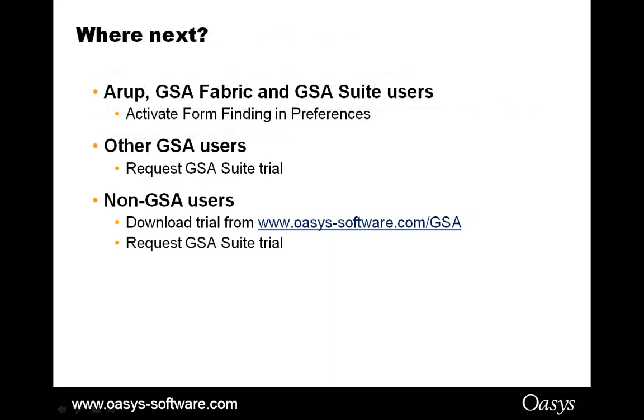So where next? If you're an Arab user, or you're a customer with a GSA fabric or a suite license, you've got the form finding, you just need to switch on and have a go. If you're an existing GSA user without form finding, talk to me or my colleagues. We can arrange a GSA suite trial for you. And if you're a non-GSA user at the moment, download the trial from the website and speak to us. The trial does not include the form finding and the fabric. It includes everything else. We can then organise a form finding license for you.